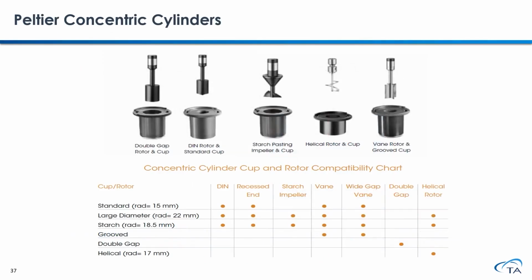For concentric cylinder cup and bob options, we offer our customers a variety of different sizes of cups and also all different shapes of rotors that can help to meet your specific research and measurement needs. The vane geometry and the helical ribbon geometry are typically used to measure things like dispersion or slurry kind of samples, and that geometry can help to avoid slippage during the measurement.